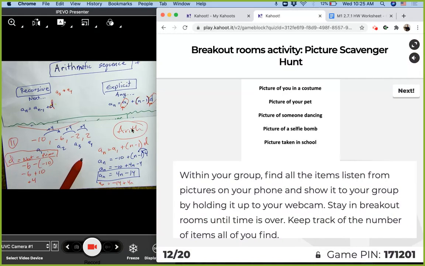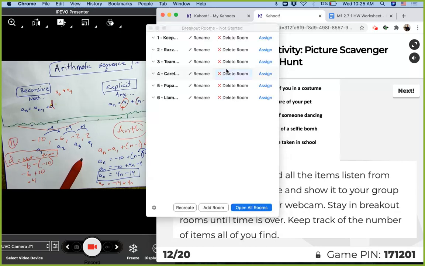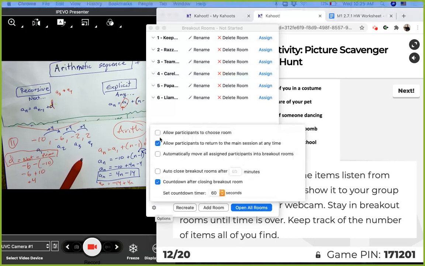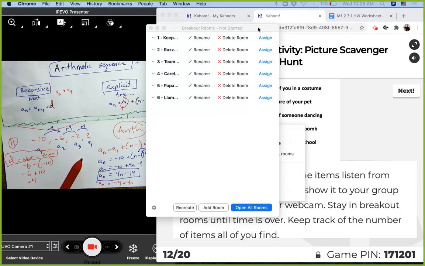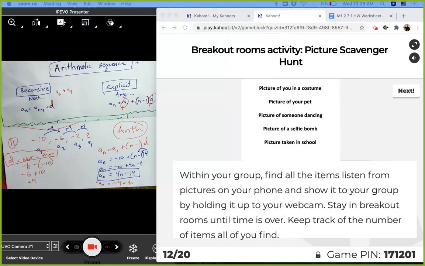This is our breakout room experience, and the way this is going to work is I'm going to throw you into the rooms. When you're in the room, you are going to be doing the picture scavenger hunt. Okay? So with the picture scavenger hunt, picture of you in a costume, picture of your pet, picture of someone dancing. It could be you dancing, it could be someone else. So for instance, here is a picture of, let's see, what do I have to show?